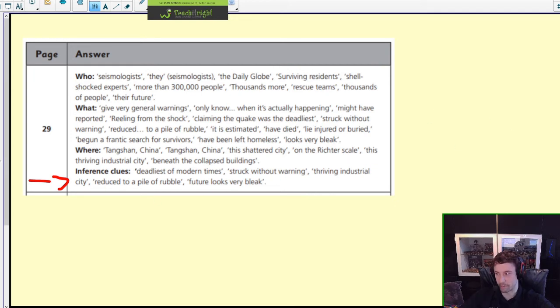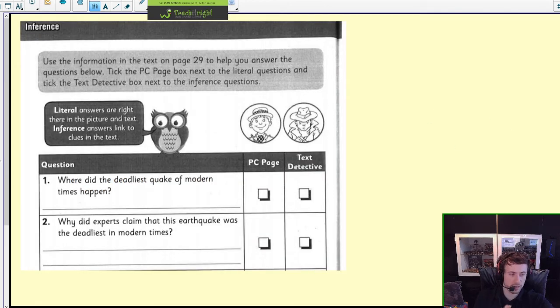Things of that nature. So the questions, again, I'll give you some time, but I do want to just explain before you've answered them. Some of the things you underlined might help, but not only are you answering the questions, so please do write an answer here, but you're going to tell us by ticking either the PC page box or the text detective box. And what these essentially mean is if it's text detective, you think it is an inference question, a question whereby you're having to work things out from the text. If you think it is a literal answer, a classic who, what, when, where, that's a PC page, and PC page just means it's there, bang, on the page, little to no extra work needed.